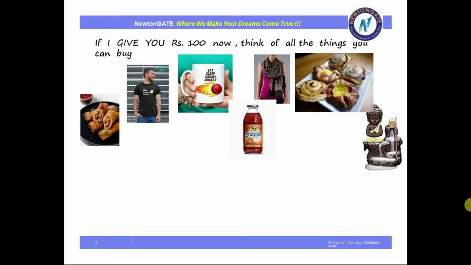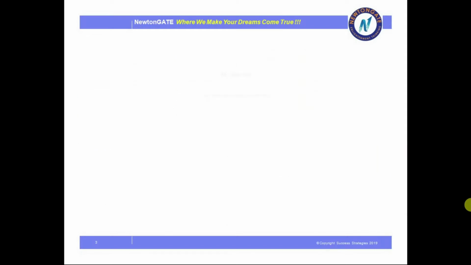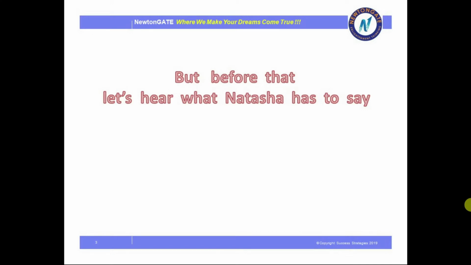Are you sure? Well, of course we are not sure, because the value of rupees 100 today will not be the same in the next year. It is bound to change, and that is all we need to know for understanding interest. That is, the value of today's money does not remain the same for the subsequent years to come. But before going further into simple interest, let us hear what Natasha has to say.